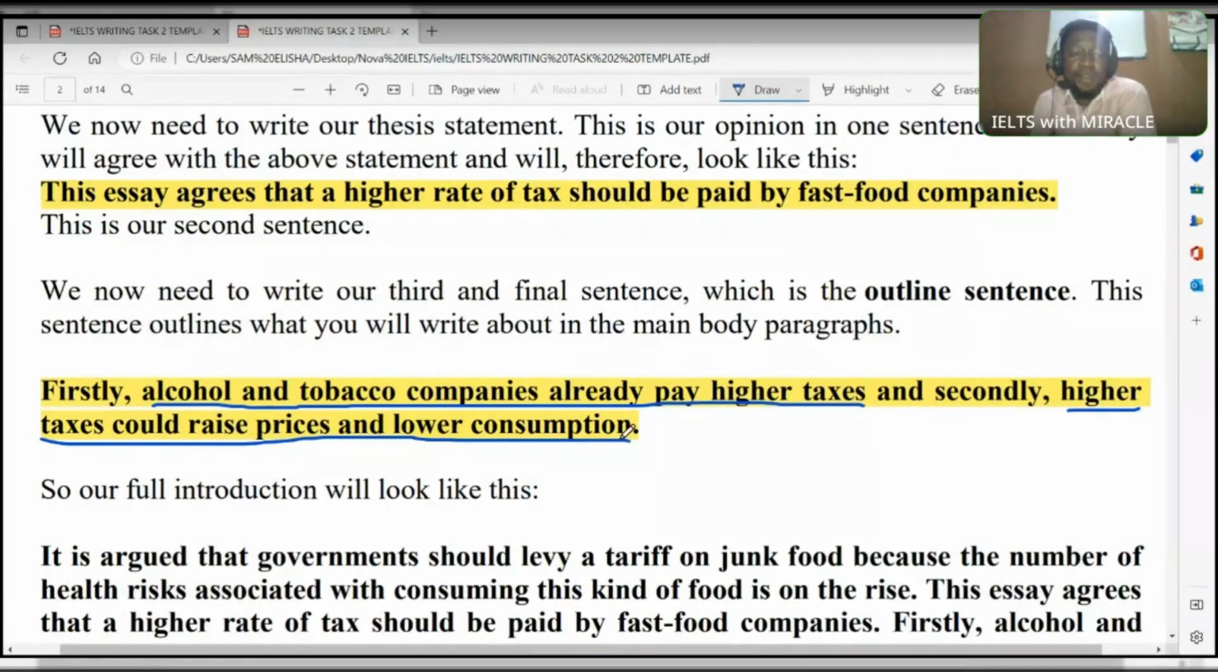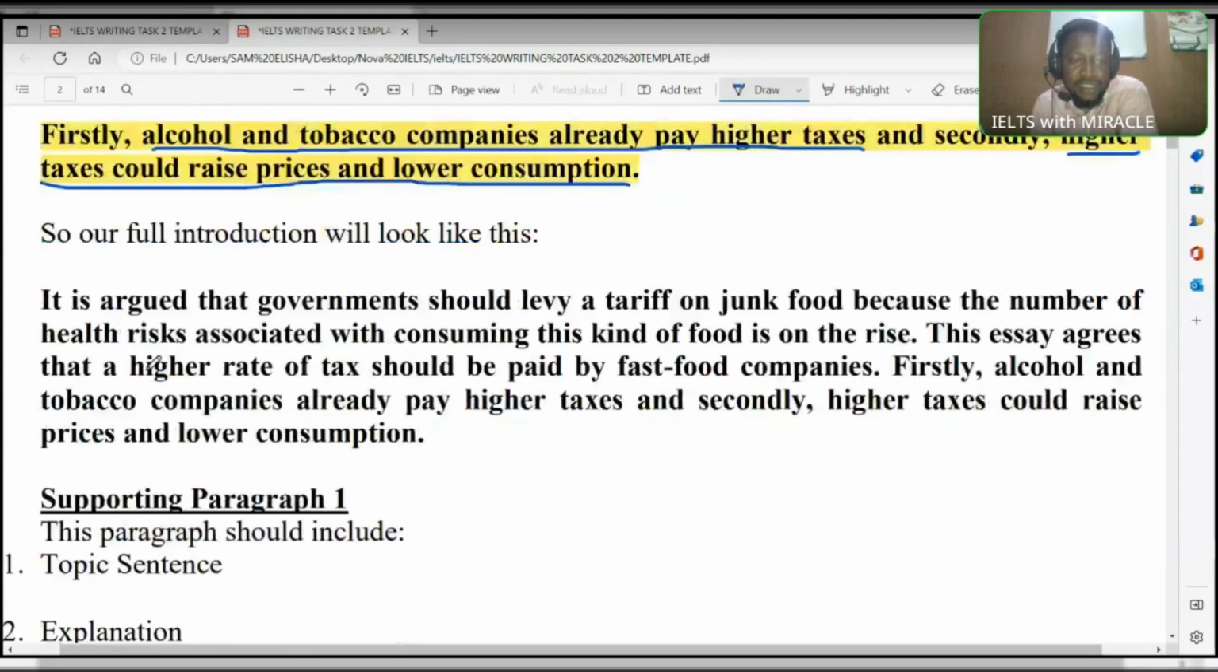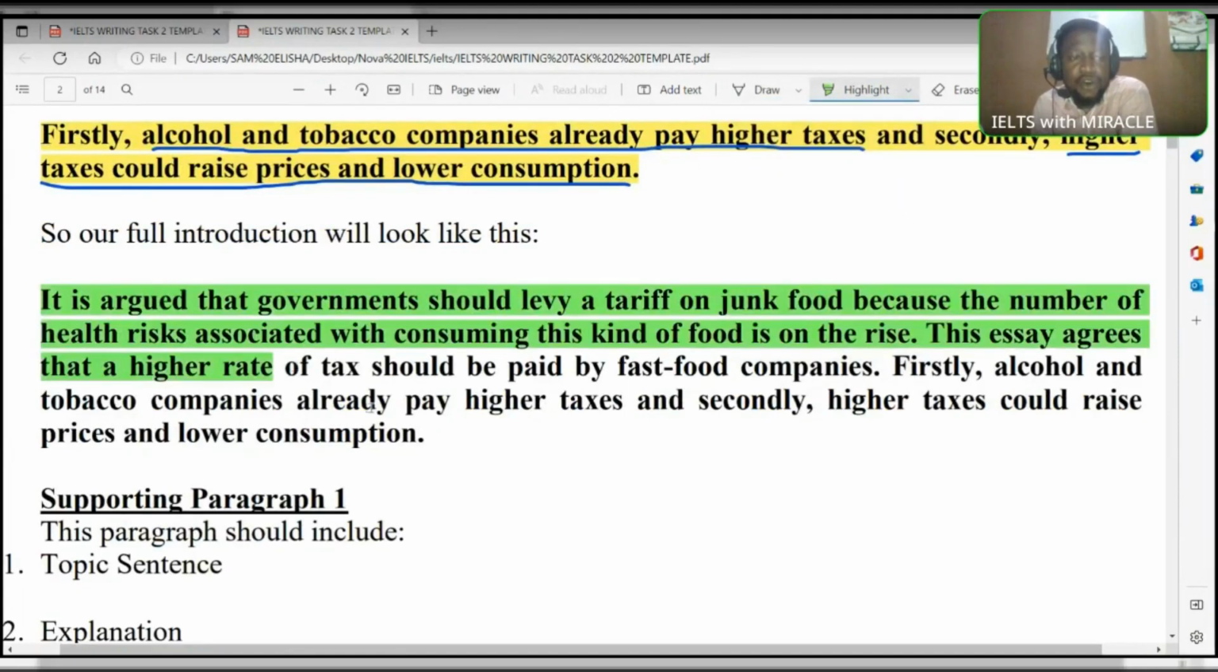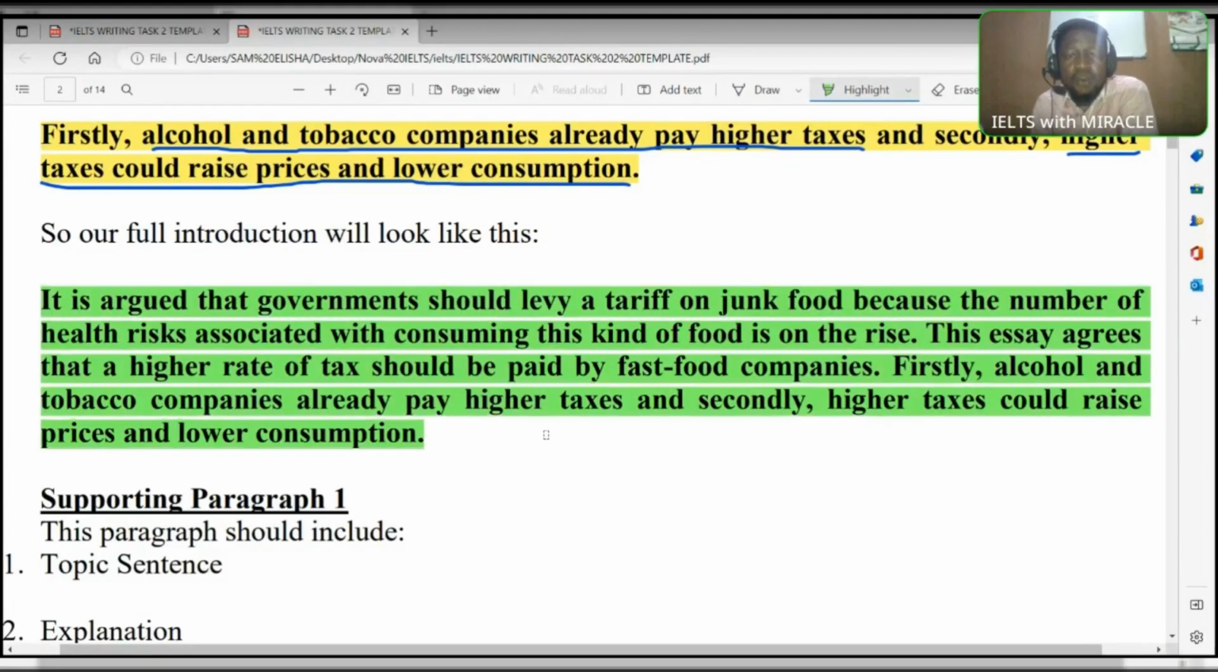Right? So with this, I have my introduction. Now let's look at it. Well, here is the introduction. I'm going to change the color of the highlight in ink so that we're able to differentiate it. Okay. So this is the introduction in green. It is argued that government should. Now take note of what I did here. I said it is argued to tell them that this is an argumentative essay.